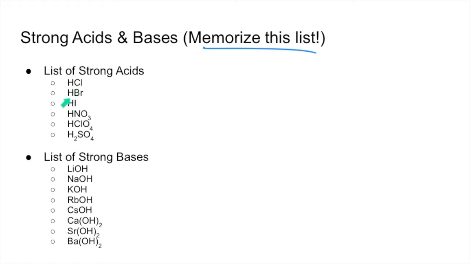Notice we've got some binary acids: hydrochloric, hydrobromic, hydroiodic. Note that HF is not on this list. It is a weak acid. And then the other ones are nitric acid, HNO3, perchloric acid, HClO4, and then sulfuric acid, H2SO4.